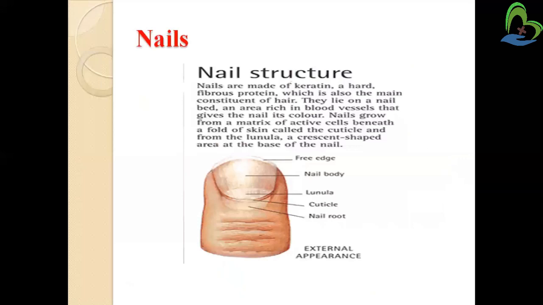The next one is nail. So nails are made up of keratin, a hard fibrous protein, which is also the main constituent of hair. They lie on the nail bed, an area rich in blood vessels that gives the nail its color. Nails grow from the matrix, or active cells beneath a fold of skin called the cuticle, and from the lunula, a crescent-shaped area at the base of the nail. So you are going to observe the parts of the nail. This is the nail body, lunula, cuticle, and nail root.